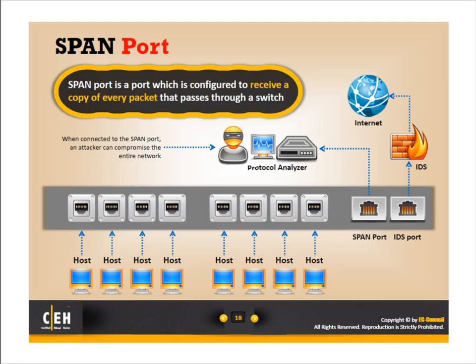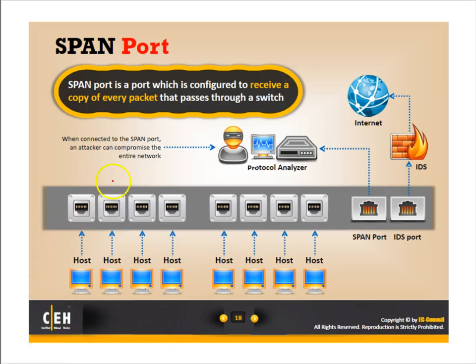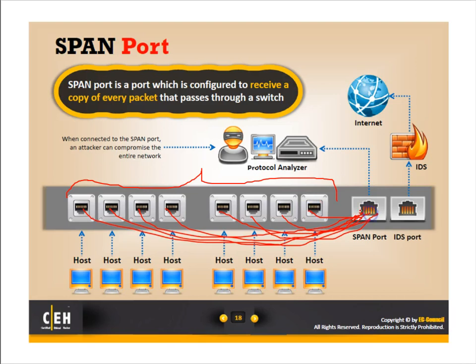In this case right here, what we see is the span port. It actually will receive packets from all of these guys right here, so copies of packets from each one of these hosts will be sent over to the span port. And by doing that, we can now set up something of interest to monitor or detect certain things going on on our network.